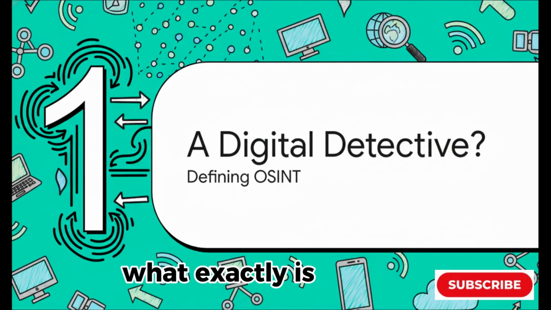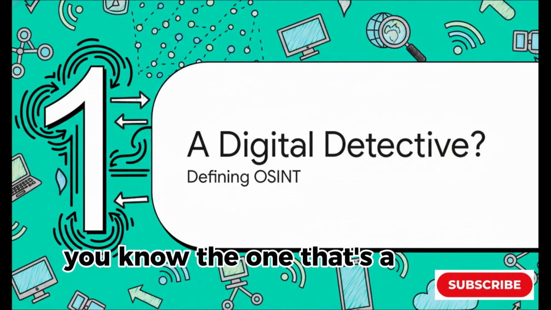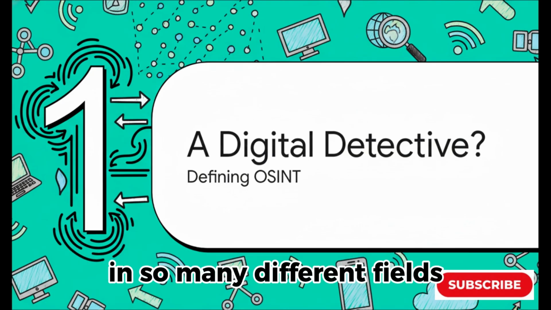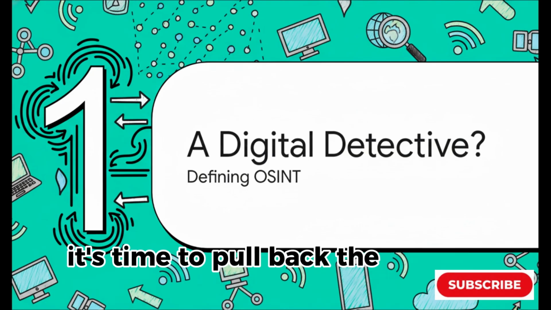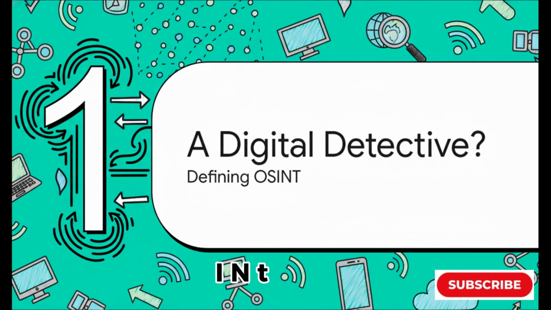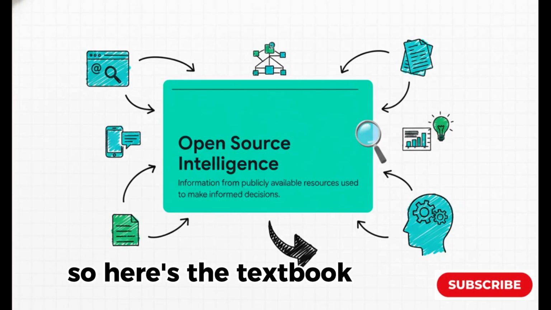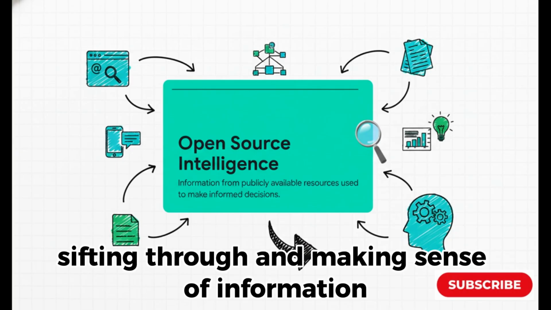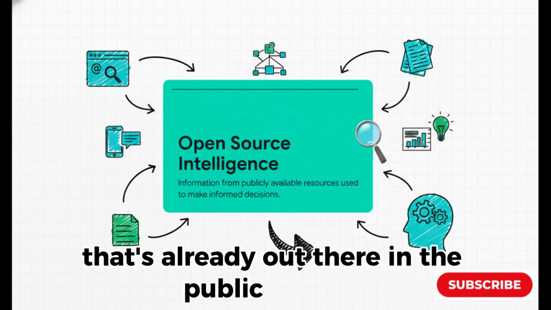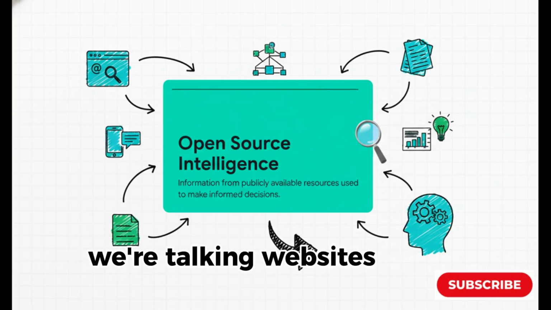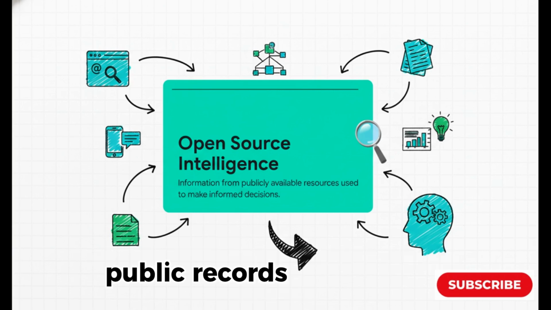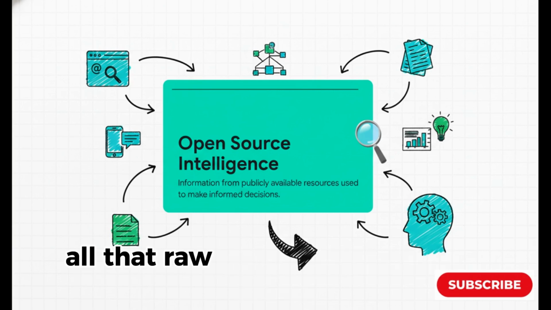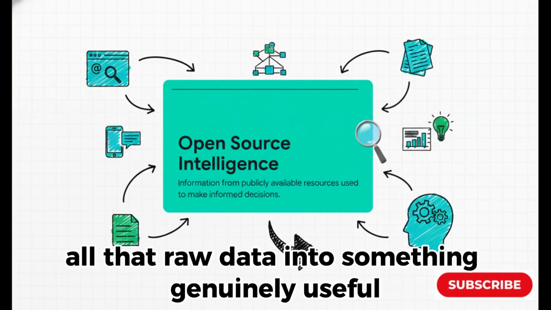What exactly is this skill? You know, the one that's a secret weapon in so many different fields. It's time to pull back the curtain on OSINT. Okay, so here's the textbook definition. At its core, OSINT is all about finding, sifting through, and making sense of information that's already out there in the public domain. We're talking websites, social media, public records, you name it. The goal is to turn all that noise, all that raw data, into something genuinely useful.